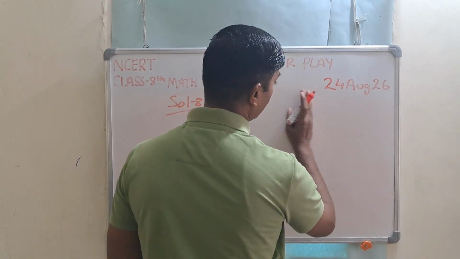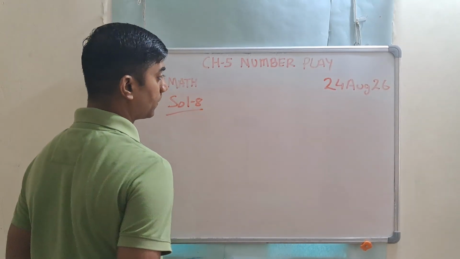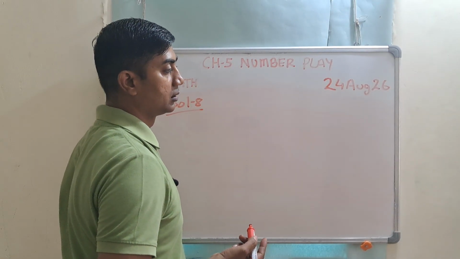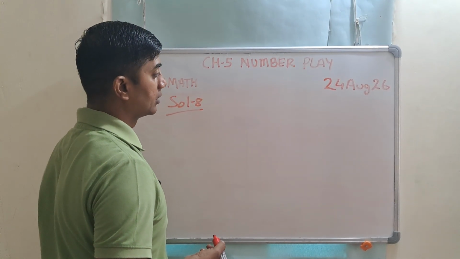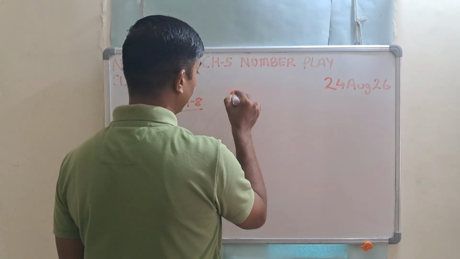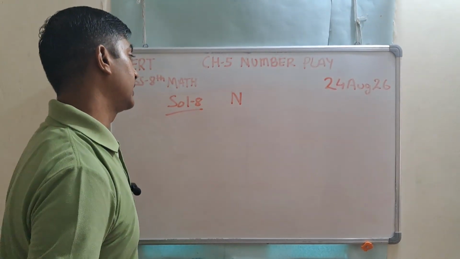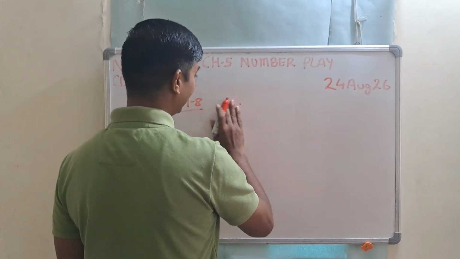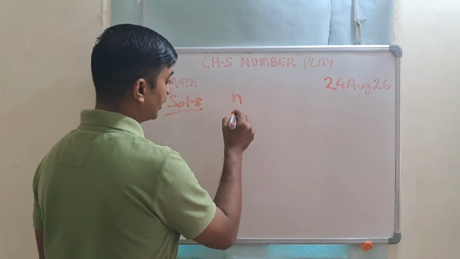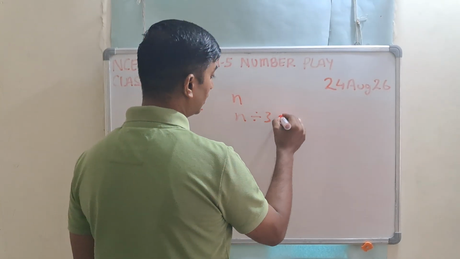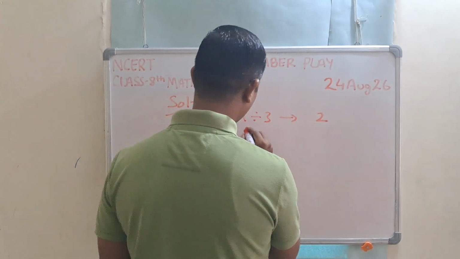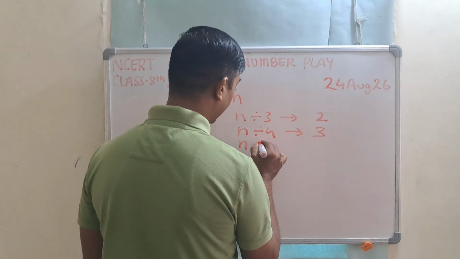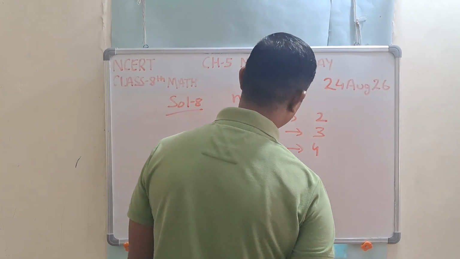Now, when a particular number gives you a remainder, suppose n is that number, and let's take it small. When we divide n by 3 we get the remainder 2, when we divide n by 4 we get the remainder 3, and when we divide n by 5 we get the remainder 4.